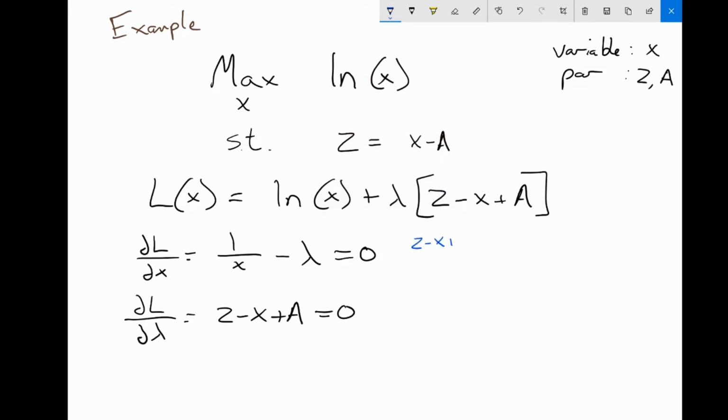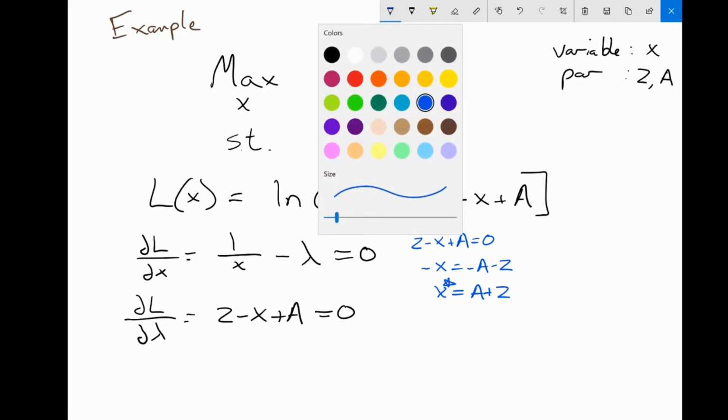z minus x plus a equals 0. Let's solve this for x. Negative x equals negative a minus negative z. Divide through by negative 1. We'll get x equals a plus z. All right. This is a function only of parameters. There's no variables here. And so that's it. So we're done. We found x star.